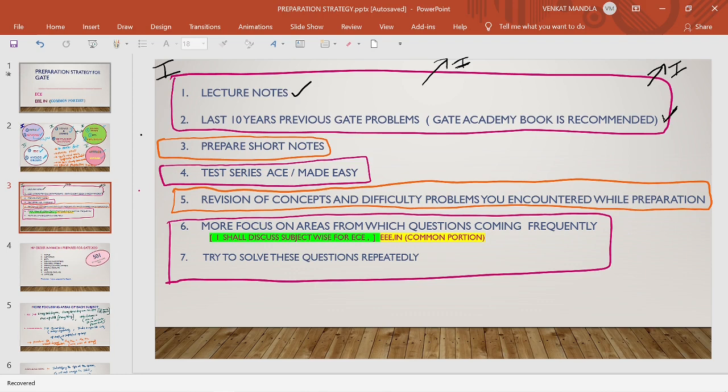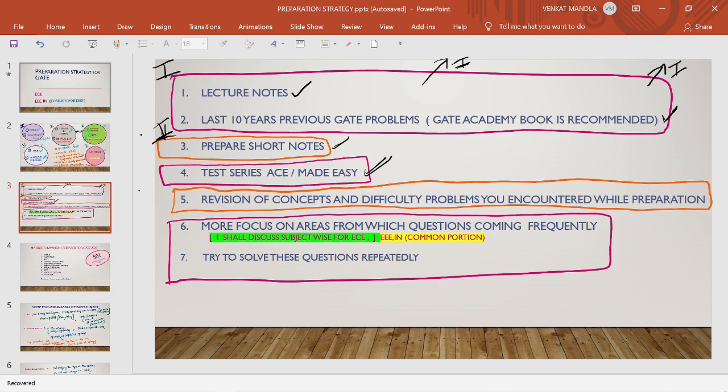So after the second block, where you have prepared short notes, the third block is test series, either ACE or Made Easy or both. My recommendation is go for both. I recommend the mock tests. Whatever mock tests they give you, try to attempt all the mock tests of ACE and Made Easy. All the mock tests.